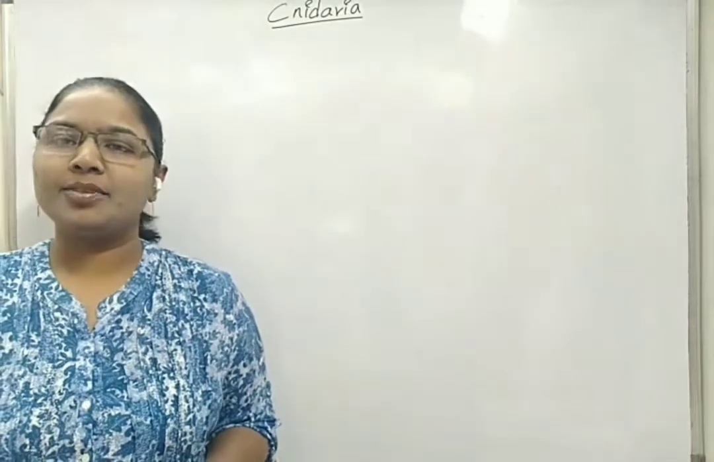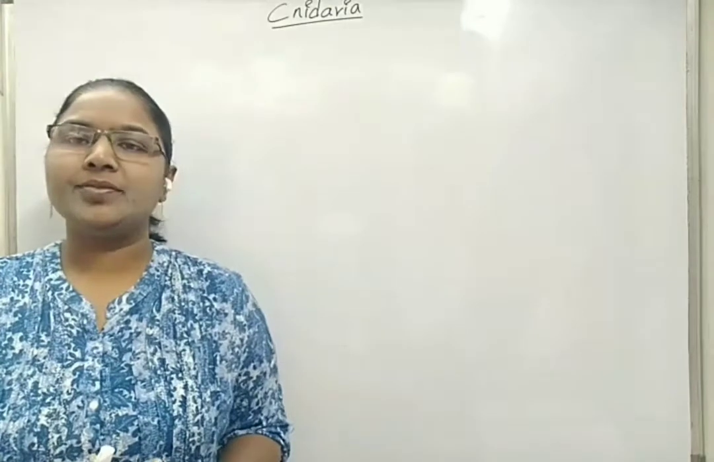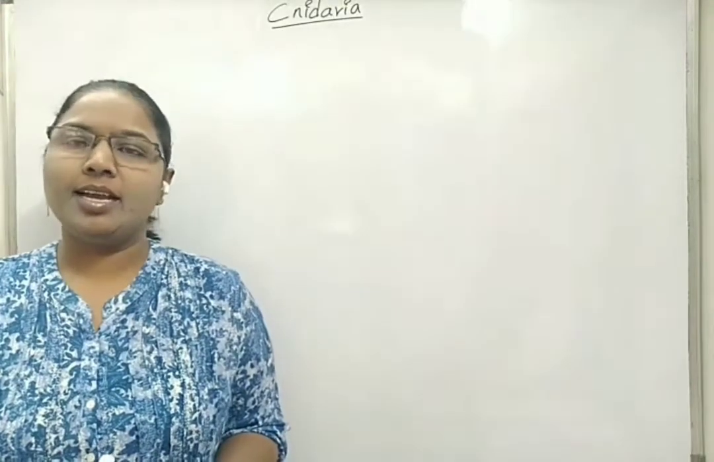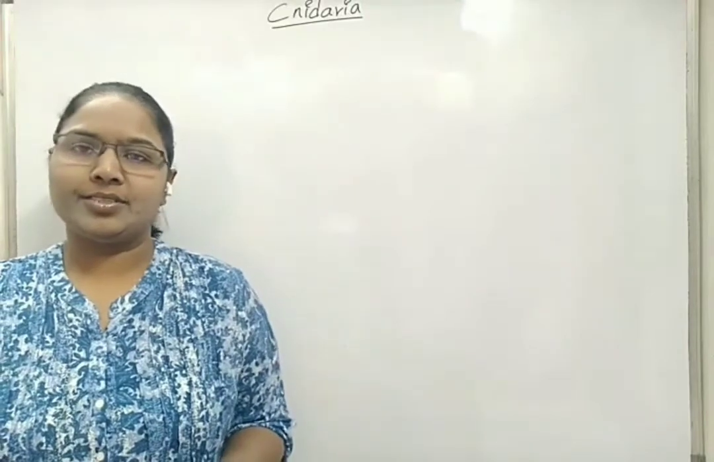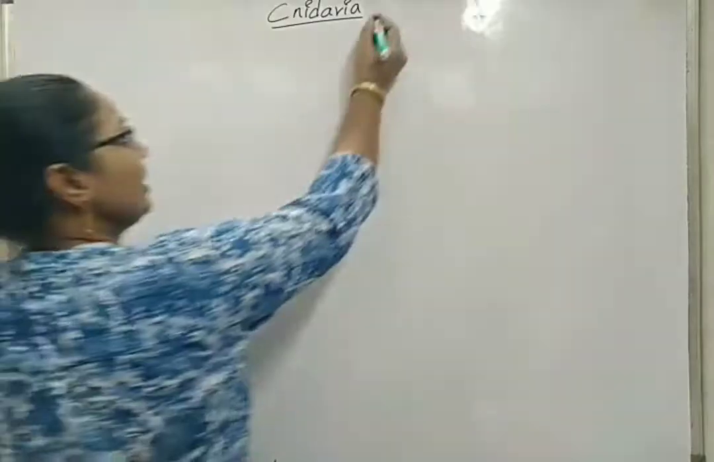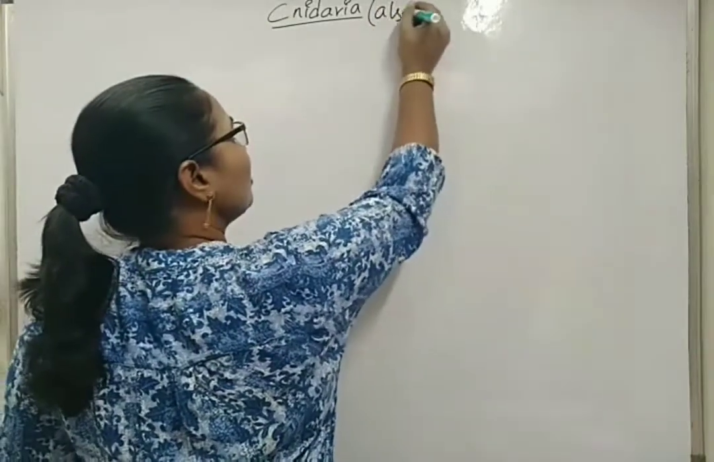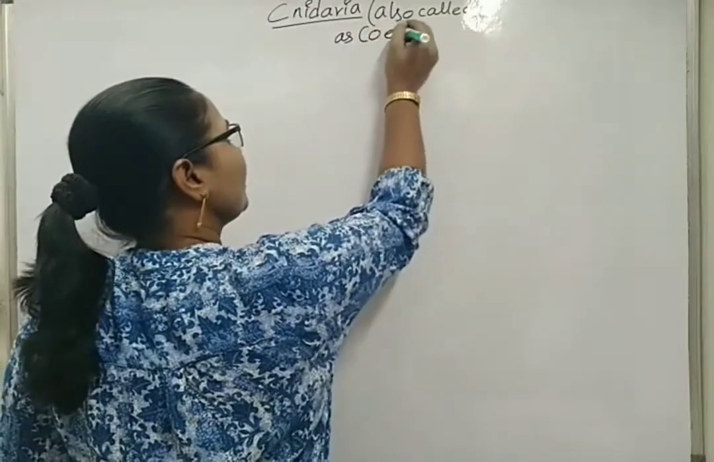Hello students, now we will discuss about Coelenterata or Cnidarians. In this phylum, we will discuss about Hydra, Adamsia, Aurelia or jellyfishes, Obelia, etc. type of organisms and their characteristic features. So, Cnidaria, also called as Coelenterata.